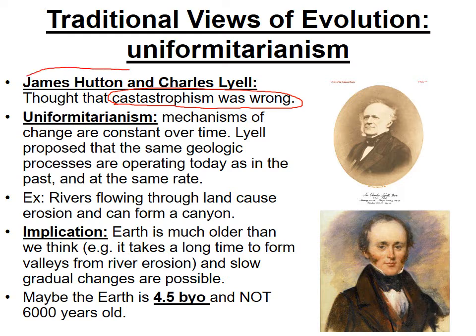So James Hutton and Charles Lyell came up with the idea that Earth may not be as young as we think. It might not be 6,000 years old. It might actually be closer to 4.5 billion years old. The reason they came up with that is because they noticed that to form a valley or to form a mountain, those processes are very, very slow. If we observe a valley or a mountain forming today, it takes a long time for that to happen. It's more of a slow, gradual change.